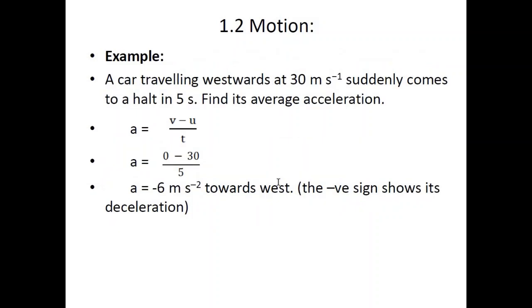For example, if a car is traveling westward at 30 meters per second and it suddenly comes to a halt in 5 seconds, find its average acceleration. So we'll apply the formula a equals v minus u upon t, where the final velocity is 0 because the car comes to a halt. Initial velocity is 30, that is what the car was traveling with. So 0 minus 30 divided by the time taken, that is 5. So the acceleration would be minus 6 meters per second squared, and the minus symbol shows that the car is stopping, or decelerating, and the direction would remain the same, towards the west. The negative sign shows the deceleration or the retardation.